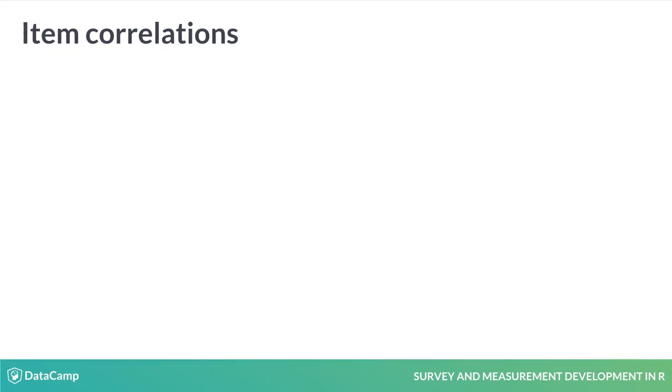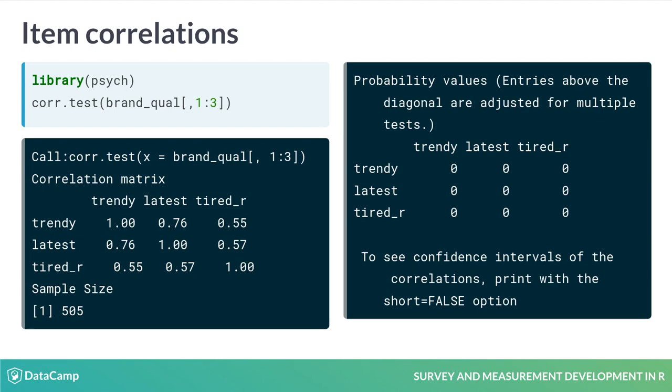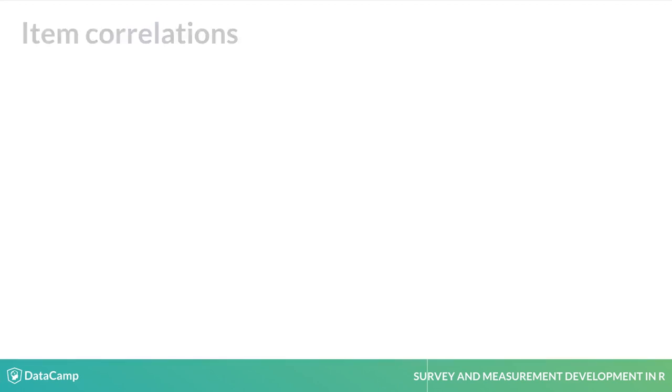First, let's use the cor.test function from psych. This will print a correlation matrix along with significance values of our item correlations. I've printed the correlations for our first 3 items here.